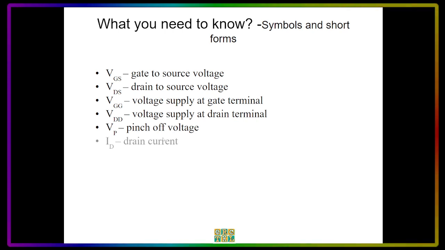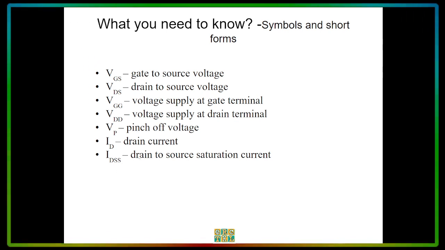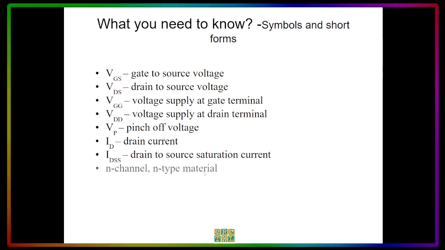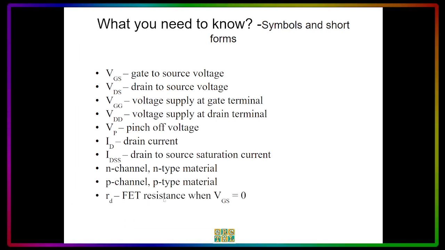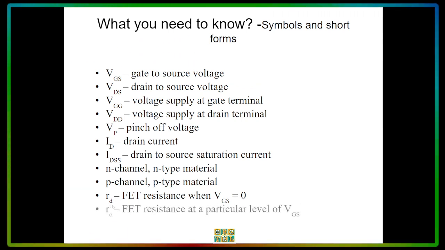VP is the pinch off voltage. ID is the drain current. IDSS is the drain to source saturation current. When we say N-channel, this refers to the N-type material, and P-channel refers to P-type material. So the resistance of the field effect transistor when VGS is equal to 0 can be written as RD. And the resistance of the FET when we have a particular level of voltage in the VGS is called RO.